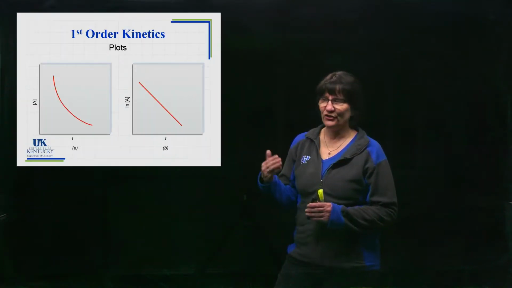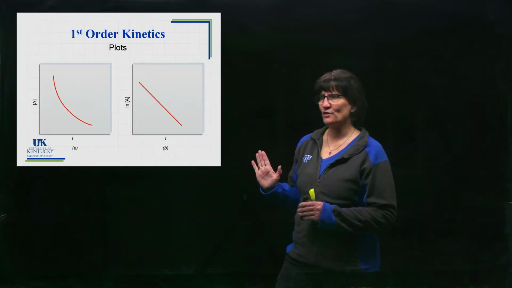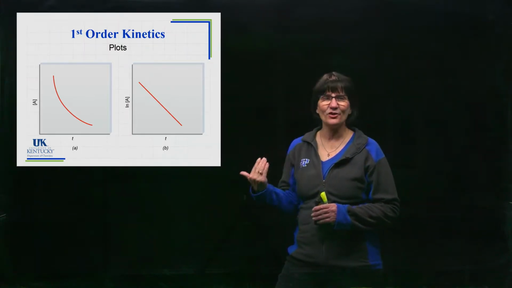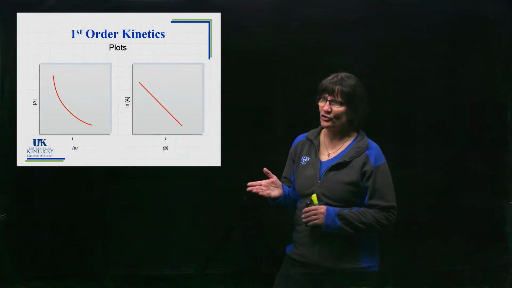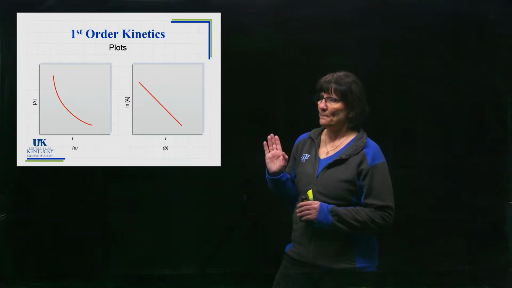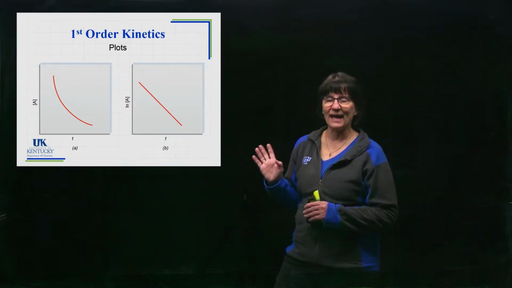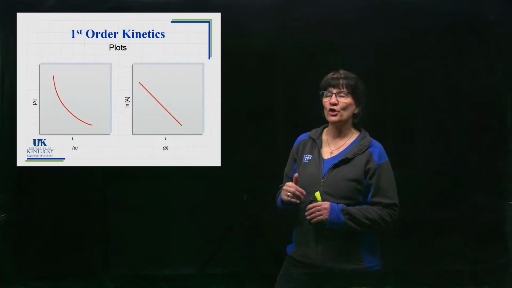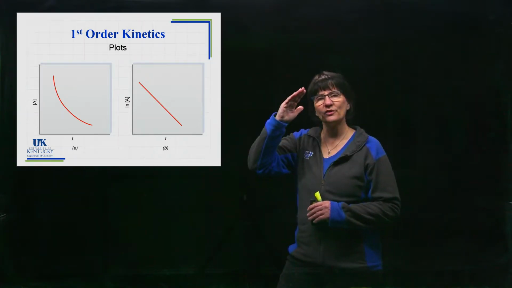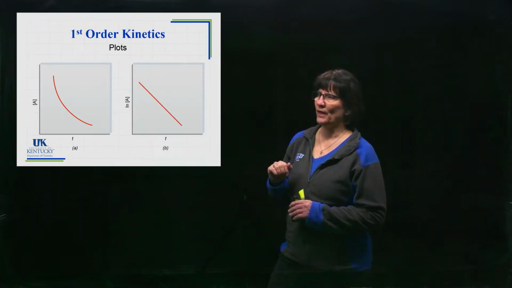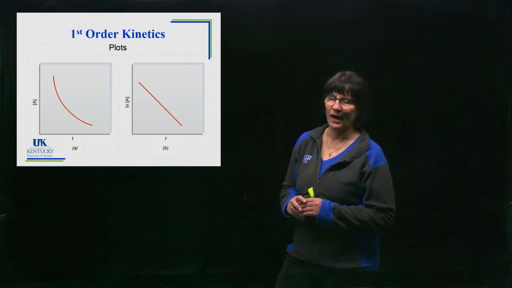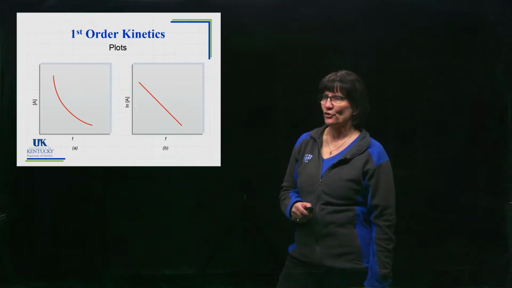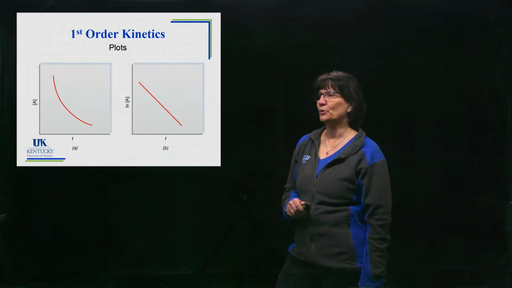So here you're seeing a plot of concentration versus time on the left. That's not a straight line. That's an exponential decay right there. On the right-hand side, when you're plotting natural log of A versus time, you do get a straight line. Notice the slope. It's a negative slope there, going down and to the right. That is a negative slope. So the slope of that line is equal to a negative k.